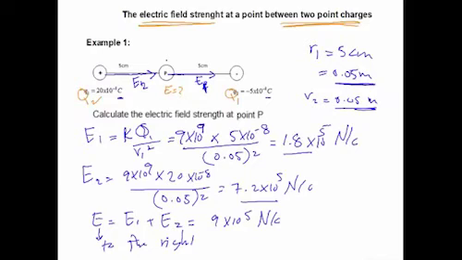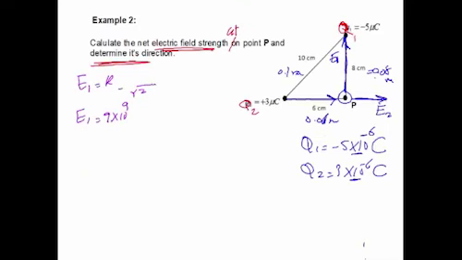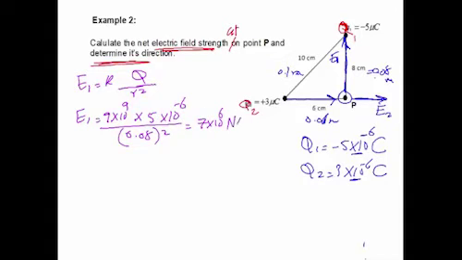Let's go back here. This is only Q here. Where is our Q here? We are talking about E1. This is our Q, -5, so it is without any minus. 5 times 10 to the -6 divided by 0.08 meter square. This will give us 7 times 10 to the 6 Newton per coulomb.